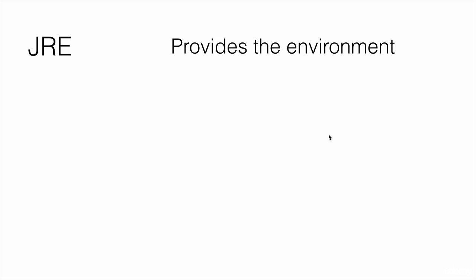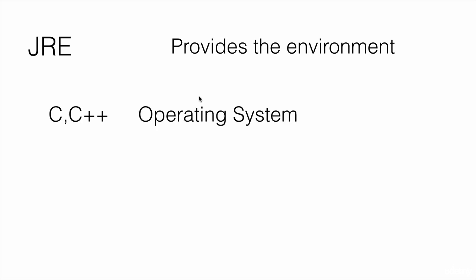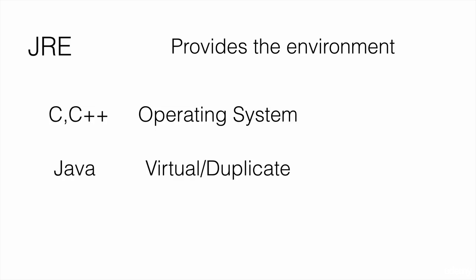For a program to run, it needs an environment. JRE, which stands for Java Runtime Environment, provides that environment for Java compiled code or bytecode to run. In C and C++, it was the underlying operating system. The runtime environment was provided by the underlying operating system, and the machine code was directly running against the operating system. In the case of Java, it's the JRE, which is like a virtual or duplicate operating system, which in turn interprets the bytecode for the underlying operating system. There is an advantage of this additional step. We will see it in the next lecture.